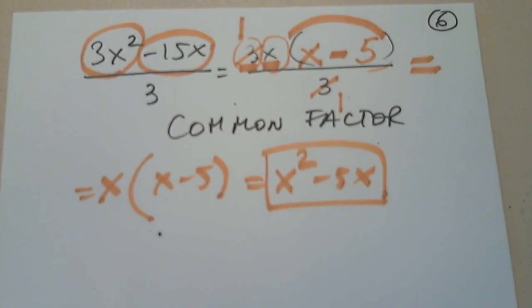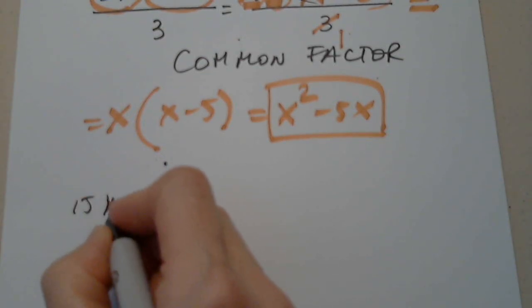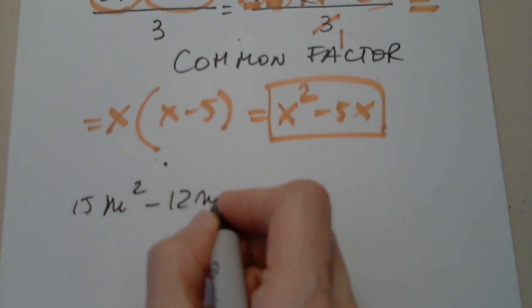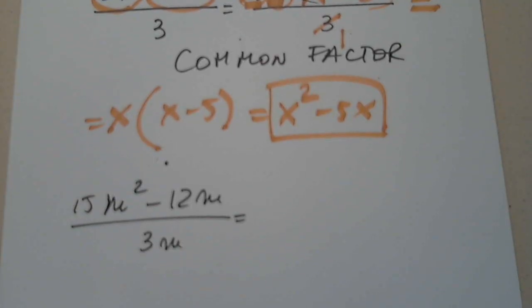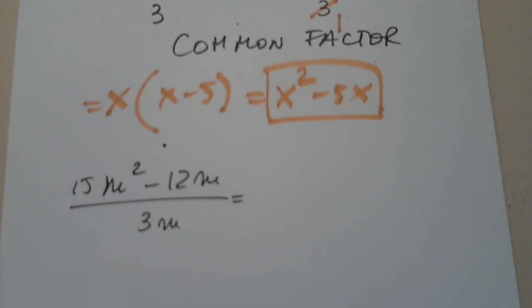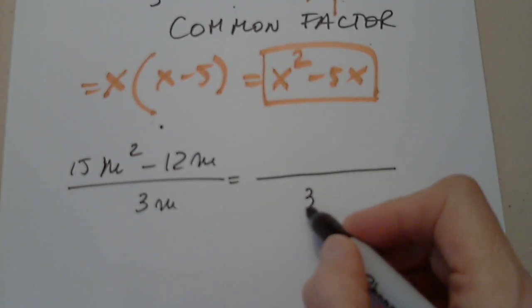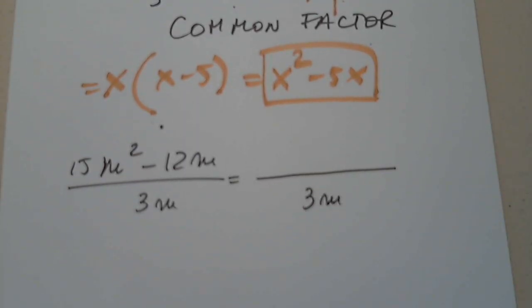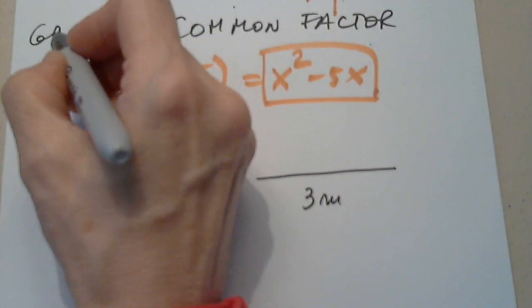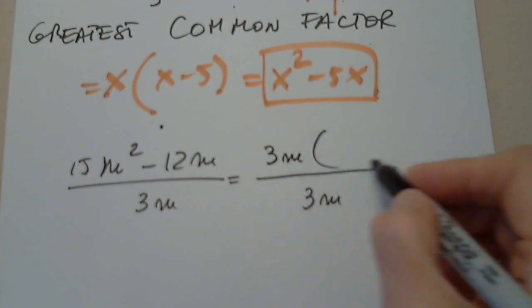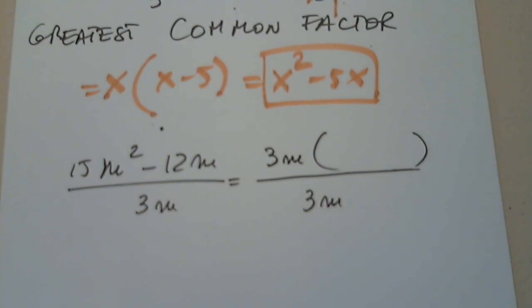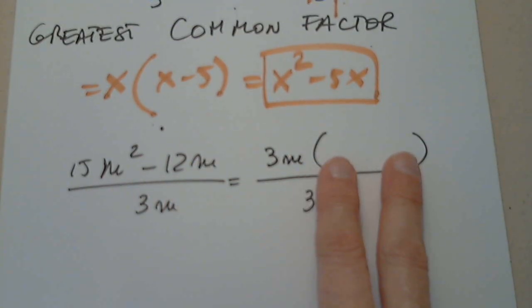Here's another one. 15m squared minus 12m over 3m. So choose the option. Option 2, please. Okay, so we have to find the common factor, the greatest common factor to be exact. Greatest. 3m. Again, 3m indeed. And now we have to see what is left in parentheses. We have to be very careful. I started with 2 terms. I have to have 2 terms. And then I check.